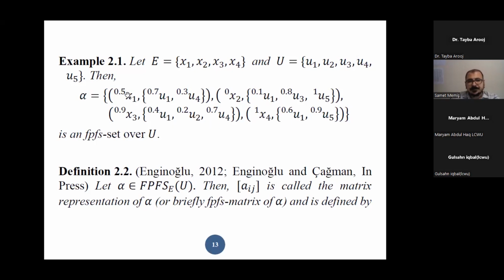In fact, here there are many memberships. These memberships are fuzzy values, and we can express the problem using the FPFS set like that.